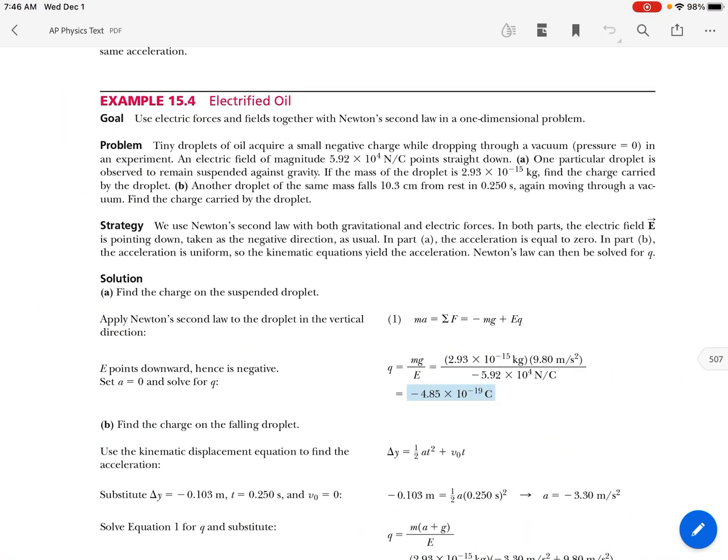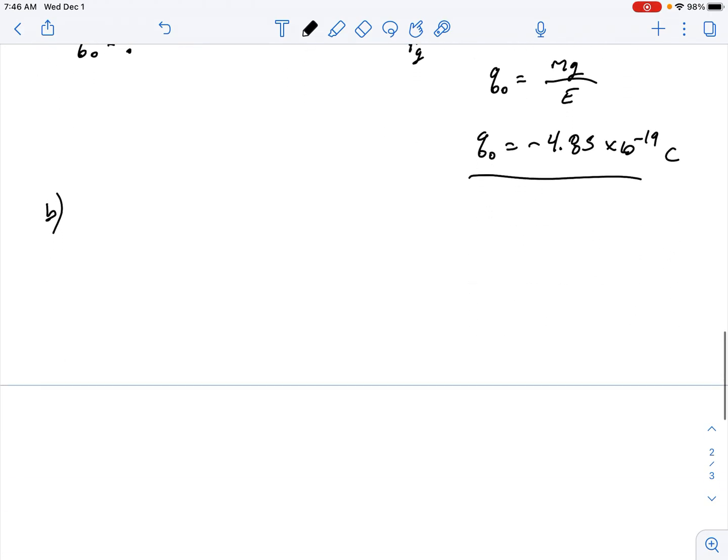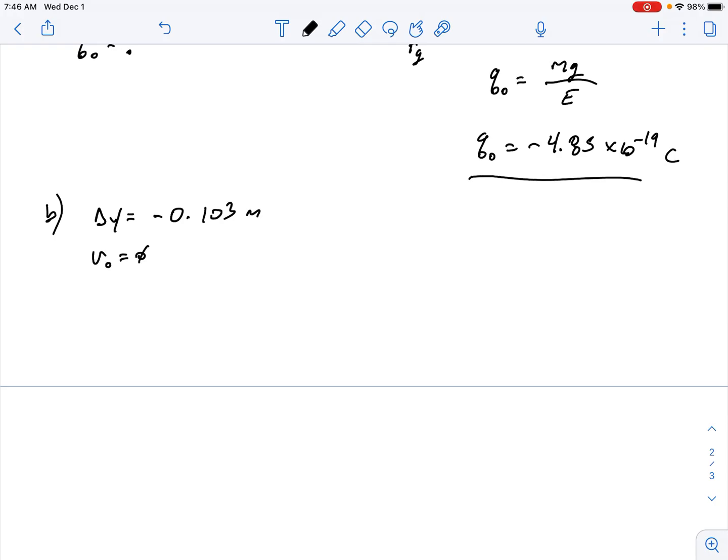Part B says another droplet of the same mass is going to fall 10.3 centimeters from rest in a quarter of a second. Find the charge carried by that droplet. So part B. We have a displacement of negative 0.103 meters. We're dropping. We have an initial velocity of 0. We're starting from rest. We're going to take an amount of time equal to a quarter of a second. We are trying to find the charge on that droplet.